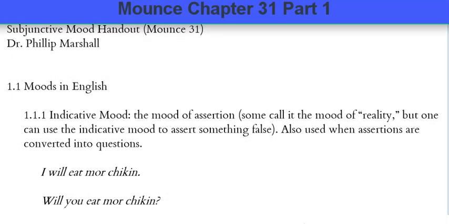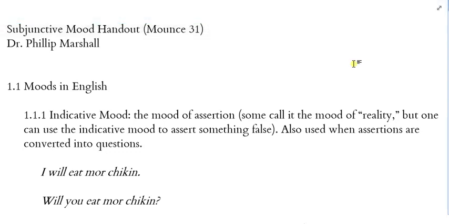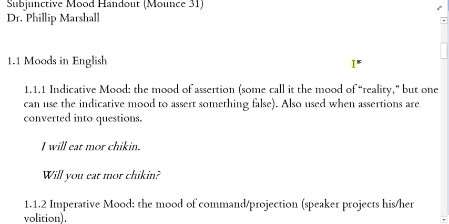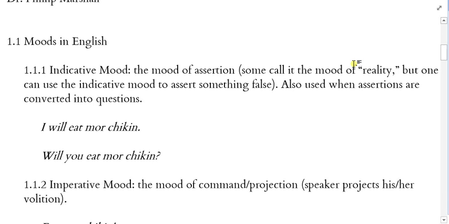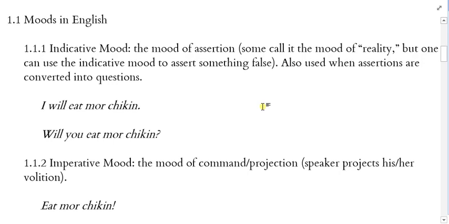So in Mounce chapter 31, we come to a new mood of the verbal system called the subjunctive mood. I want to just give you a quick orientation to the idea of the different moods in English that we use, and then we'll talk about Greek moods. First of all, we have the indicative mood, and that's the one that we focus most of our attention on in Greek as well. But the indicative mood is often referred to as the mood of assertion.